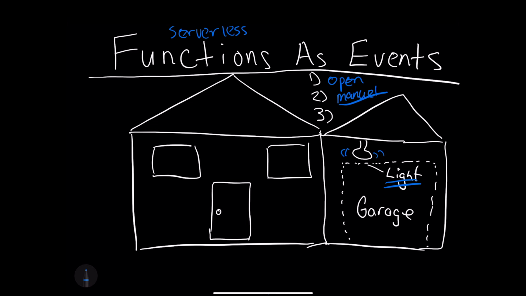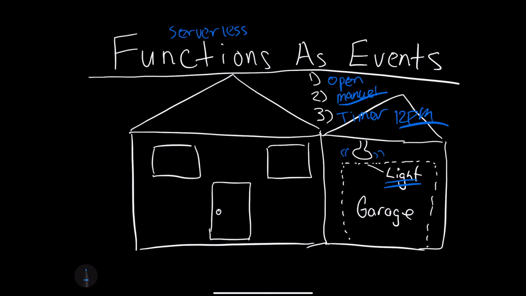A third method would be that you could also have a timer, right? And so maybe at midnight, let's say every night, the light goes on in the garage so that it deters burglars.